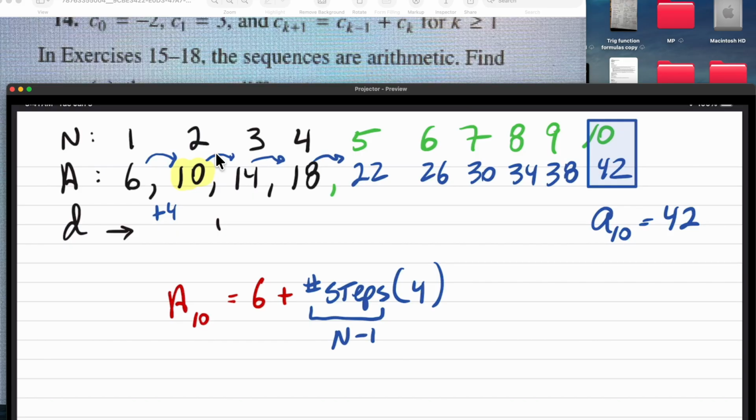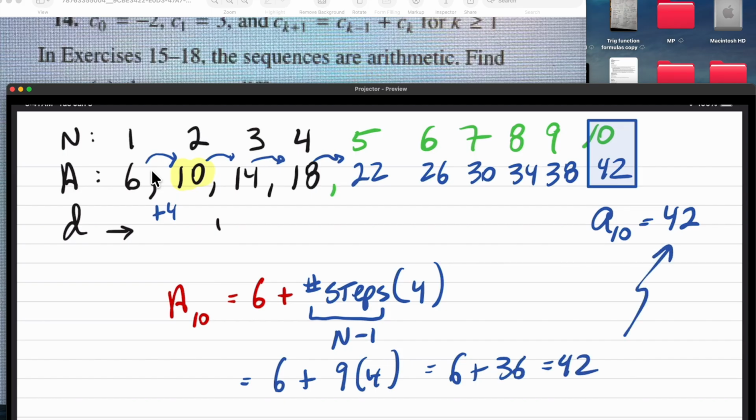So in this case, our n value is 10, so we're going to end up taking 9 steps. So we're going to have 6 plus 9 times 4, and that's 6 plus 36, and that is how we get to 42.